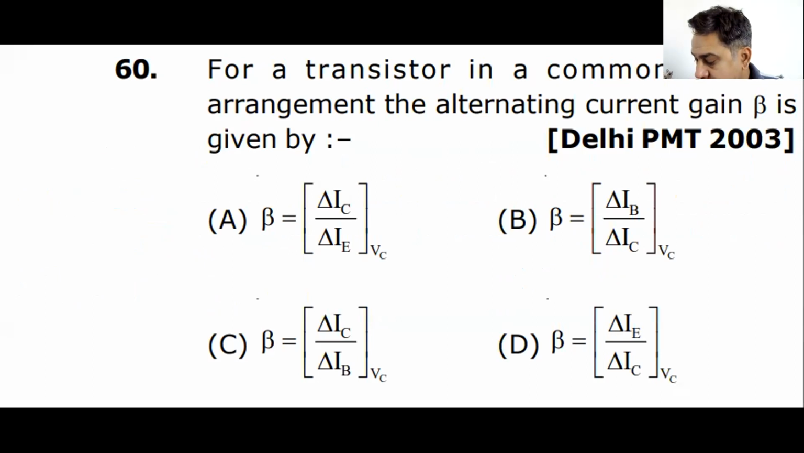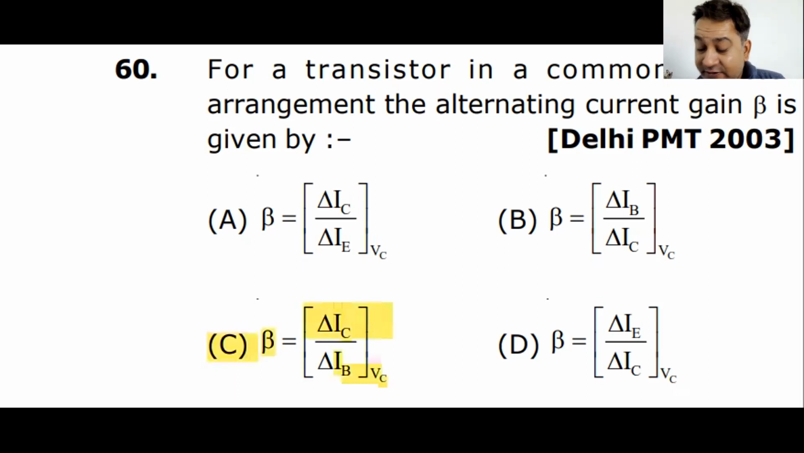Question number 60. For a transistor in a common emitter arrangement, the alternating current gain, remember when it is alternating, it is always change. Alternating current gain beta is given by the following formulae. Yes, the correct answer is C. Sir, which one, beta? C. Yeah, C is the answer.